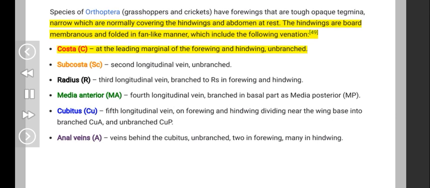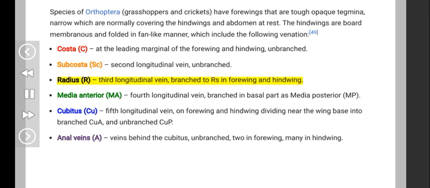Costa C, at the leading margin of the forewing and hindwing, unbranched. Subcosta SC, second longitudinal vein, unbranched. Radius R, third longitudinal vein, branched to Rs in forewing and hindwing. Media anterior MA, fourth longitudinal vein, branched in basal part as media posterior MP. Cubitus CU, fifth longitudinal vein, on forewing and hindwing dividing near the wing base into branched CUA and unbranched CUP. Anal veins behind the cubitus, unbranched, 2 in forewing, many in hindwing.